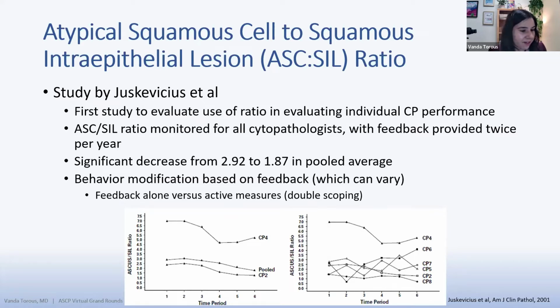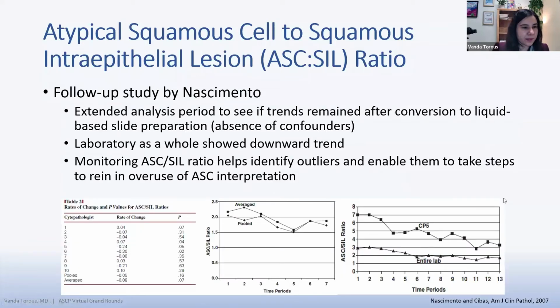finding was that it could vary, right? So depending on the pathologist, it may not just be that getting feedback automatically meant that your ratio decreased. One person actually increased in this study. So, the importance is that feedback alone may not be helpful for everybody. So in those cases, you may need active measures as well.